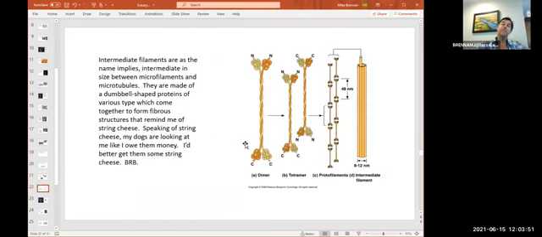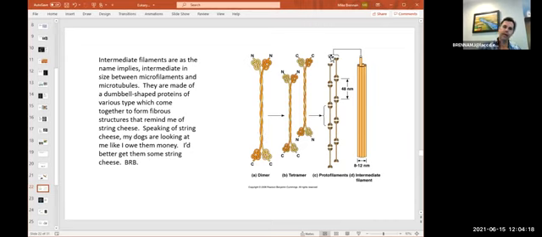Okay, intermediate filaments. These are different. They're called intermediate filaments because they're intermediate in size between microfilaments and microtubules. And the proteins are shaped like dumbbells. They have the weights at the end, the big parts at the end, and then the skinny little part in the center you wrap your hand around when you're curling dumbbells, or maybe barbell shaped if the shaft is really long.